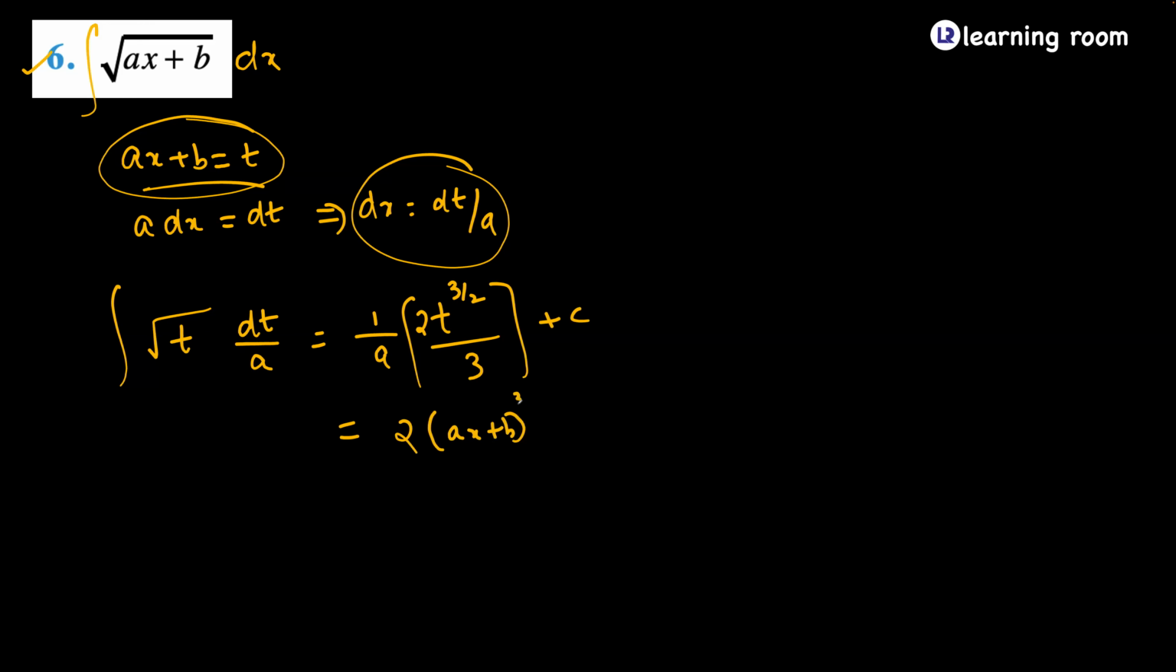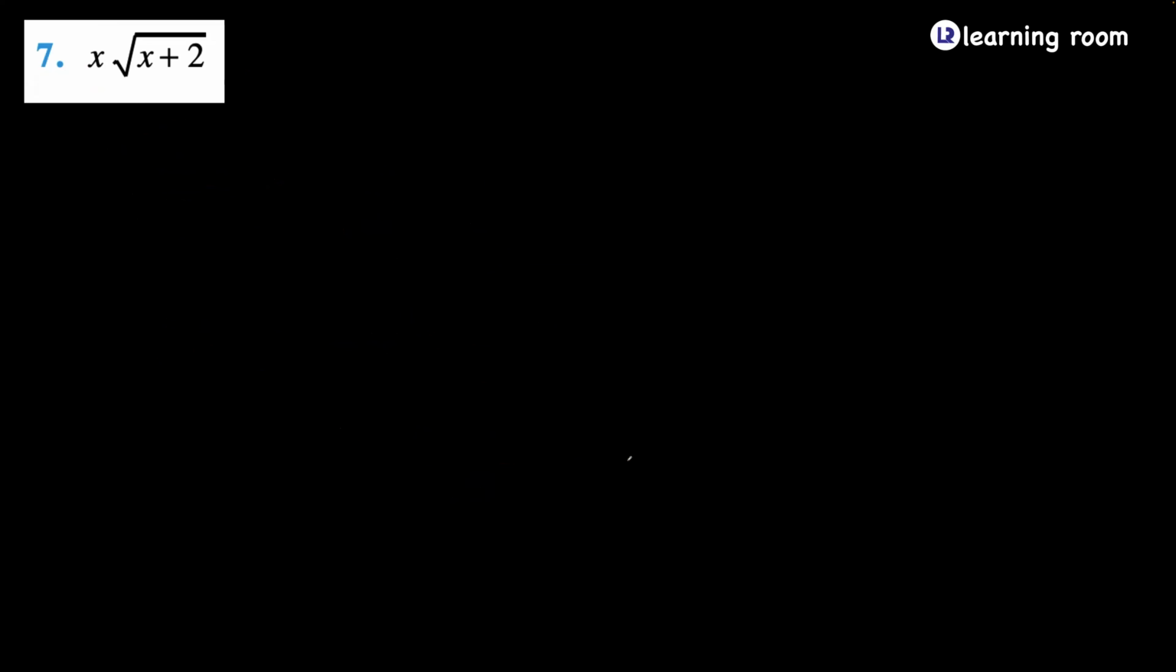Ax plus b, the whole power 3 by 2, by 3a, plus this is 2 into ax plus b, the whole power 3 by 2, the whole divided by a. Okay, this is a simple problem.